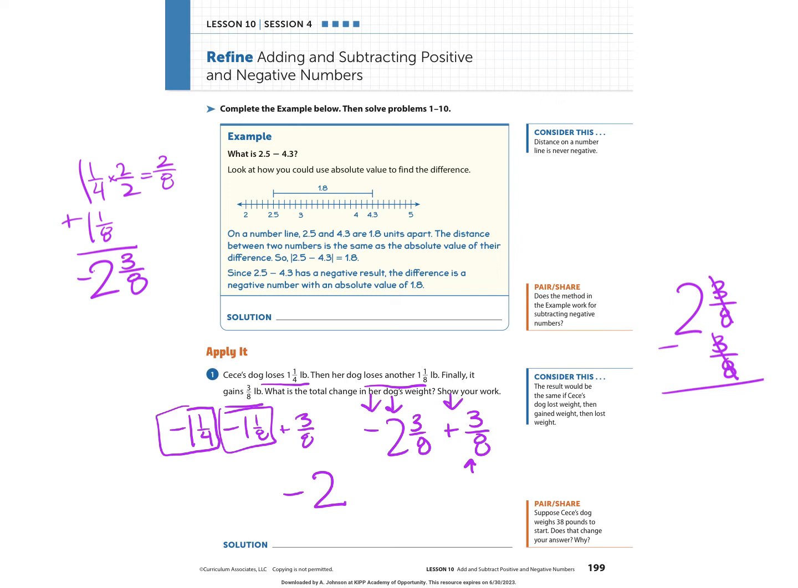So answer the question, what's the change? The total change in weight was negative 2 pounds.